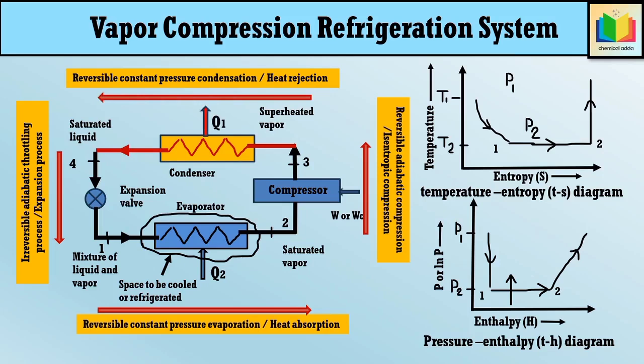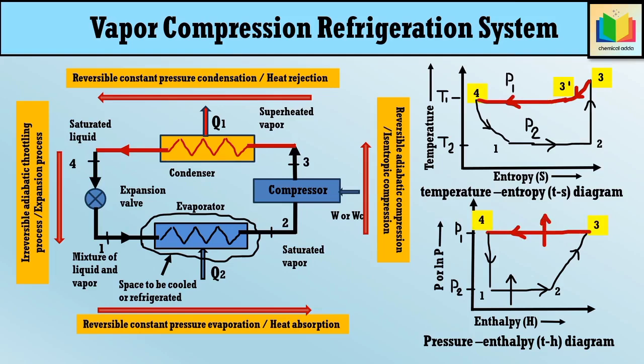Hence, during the process in the condenser, the vapor is initially cooled to remove superheat. This is represented by the curved line 3 to 3' in the temperature entropy diagram, and then this vapor is condensed at constant temperature and pressure and produces saturated liquid. This cooling and condensation process in the condenser is represented by lines 3 to 4 in the temperature entropy, that is TS diagram, and pressure enthalpy, that is pH diagram.